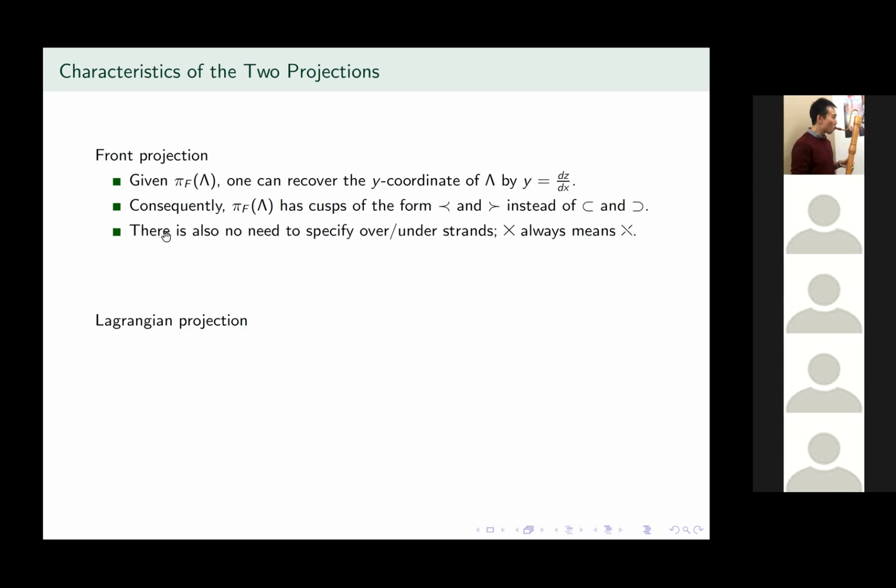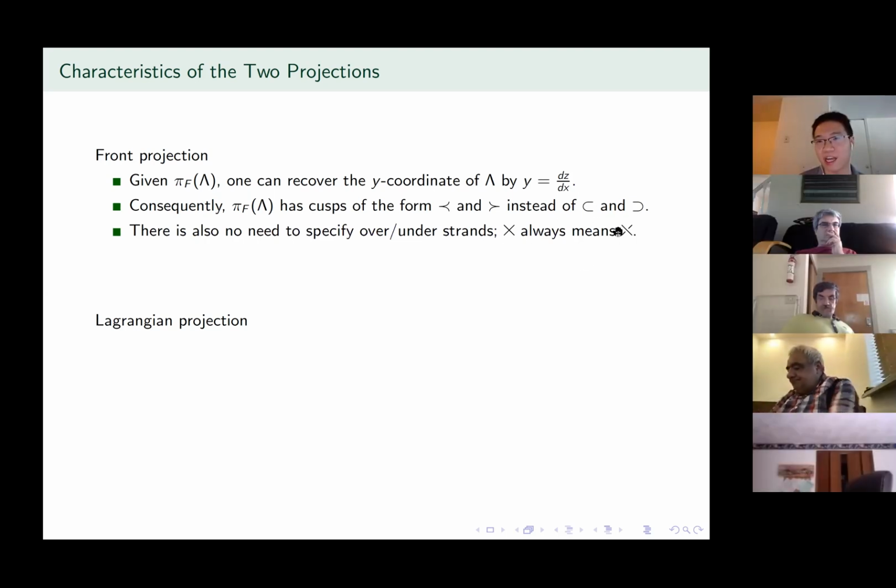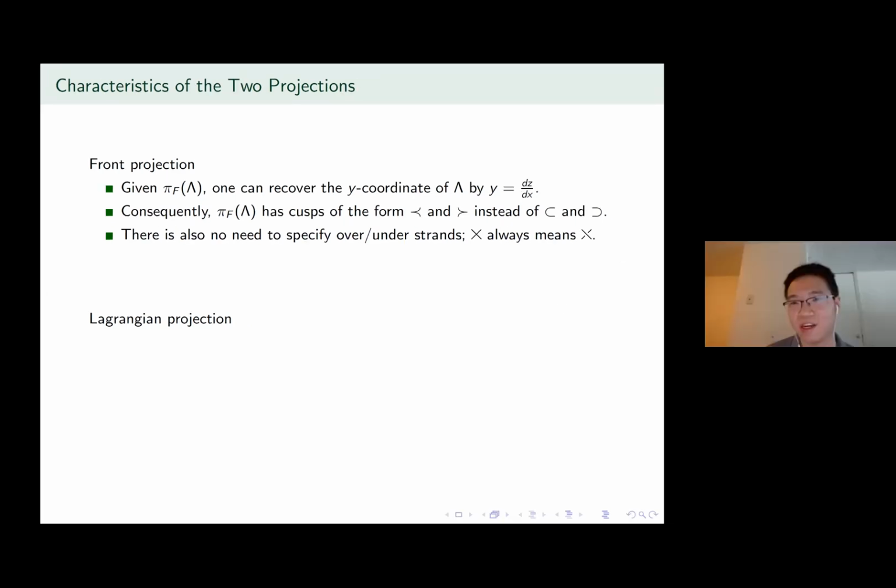There's also no need to specify the over or under strand. Whenever you have a crossing, it's always the one that looks like this. Why is that? Because this one has negative slope and this one has positive slope, and the positive slope should be deeper down inside the blackboard, because if you draw the x and z axes, the y-axis points into the blackboard.